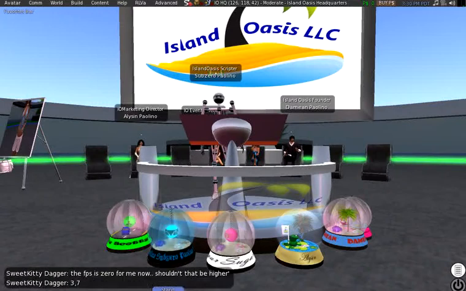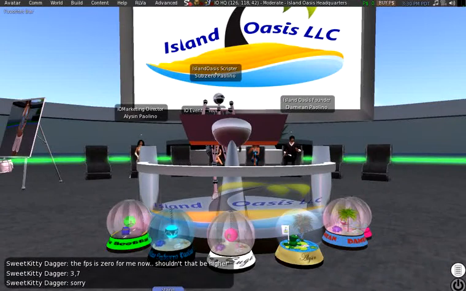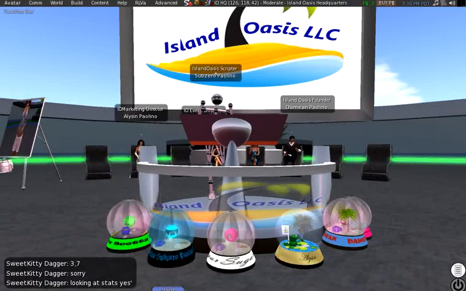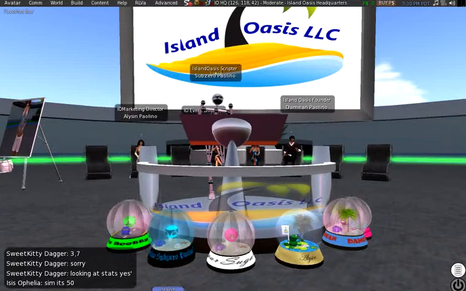The FPS is 0 for me now. What FPS? For Sim? Everybody's FPS is going to be different depending on their own system, their own connection. Yeah, that's between you and your computer. You kind of get a general baseline.